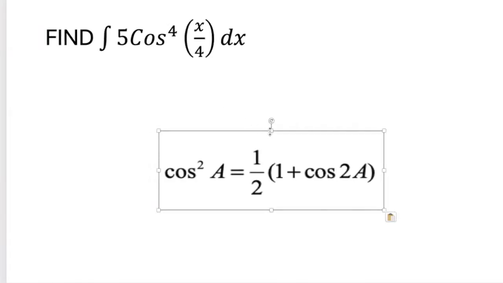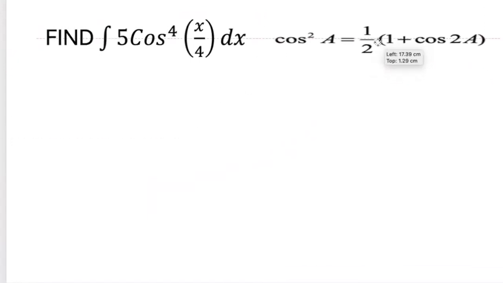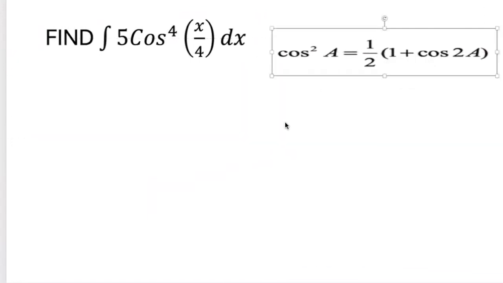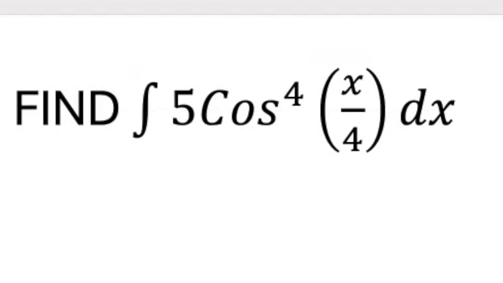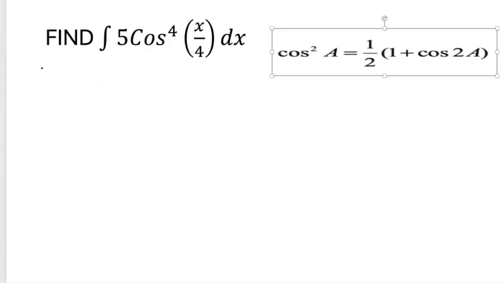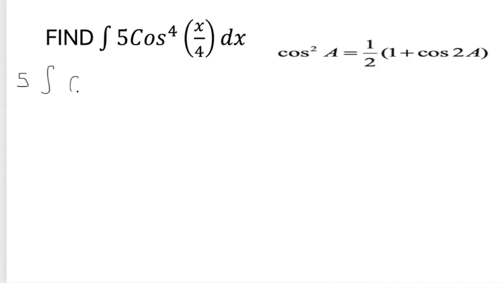Cos square a is equal to a half, 1 plus cos 2a, and before we apply it we have to split cos raised to the power 4 of x over 4. Now first I can factor out the number 5 outside the integral. In cos raised to the power 4, we have 5 on the outside, integral, then we have cos square x over 4, and then it's going to be multiplied by the same thing, which is cos square x over 4 dx.